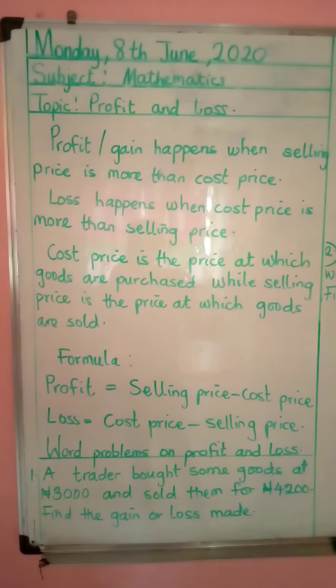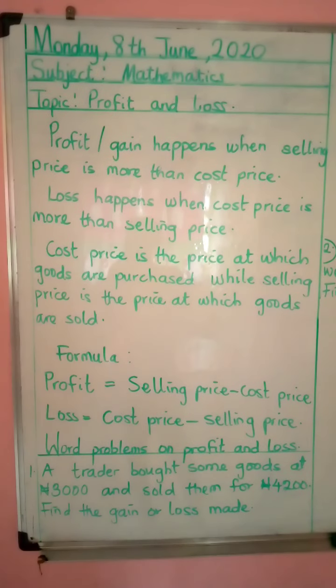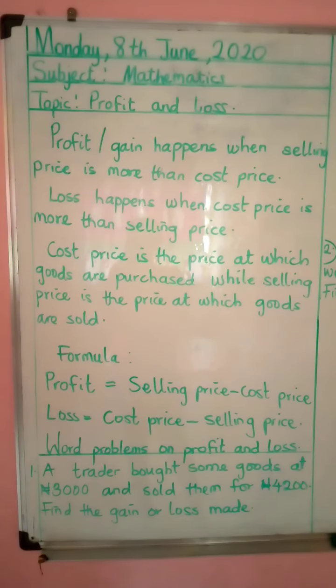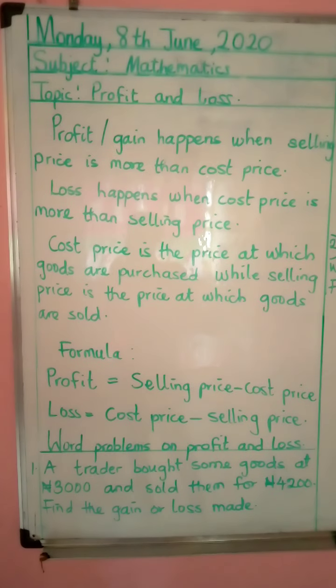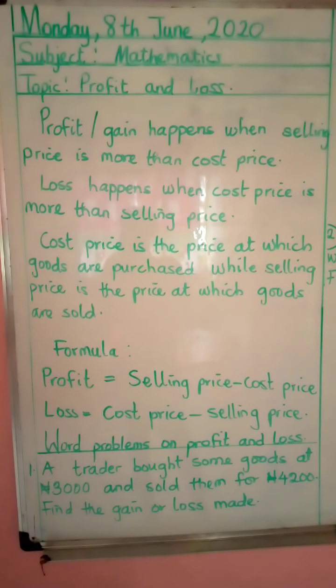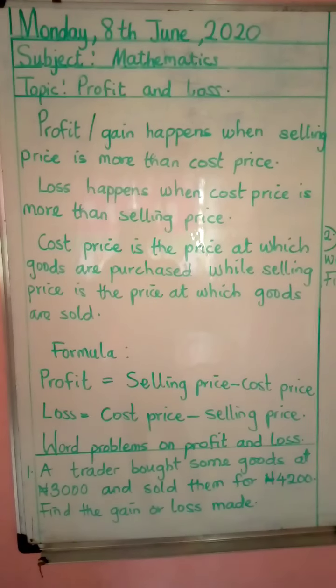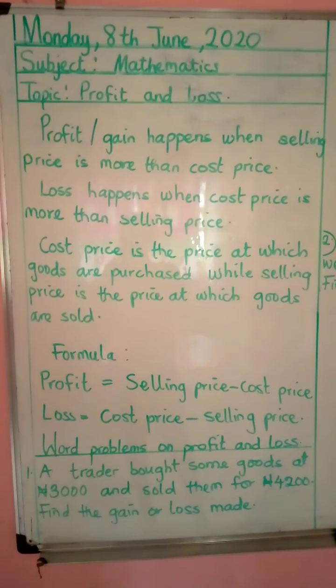Now, what is cost price? Cost price is the price at which goods are purchased. Okay? That price at which you bought your goods is what we call cost price. Now, while selling price is the price at which goods are sold. Okay? That price at which you sold your goods is what we call selling price.